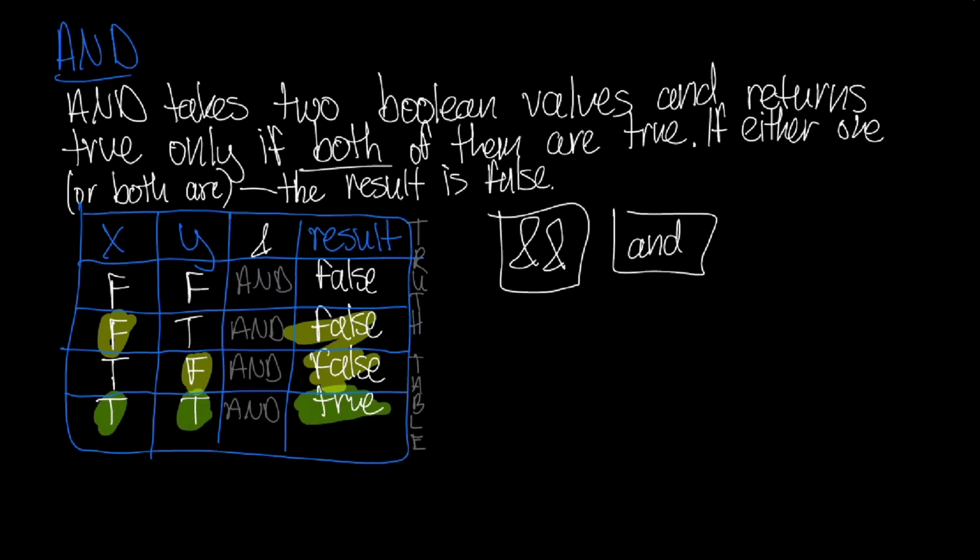The real world interpretation is exactly what the word suggests. You can only enter a building if you have a keycard and the door is unlocked. Both conditions have to hold. One without the other doesn't get you in. In code, use AND constantly for compound conditions.